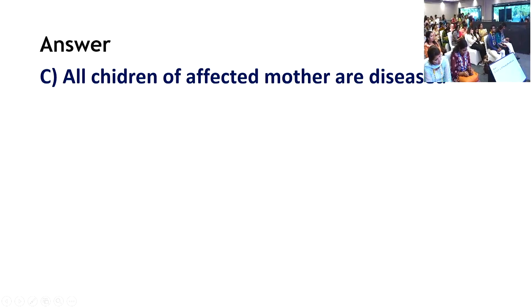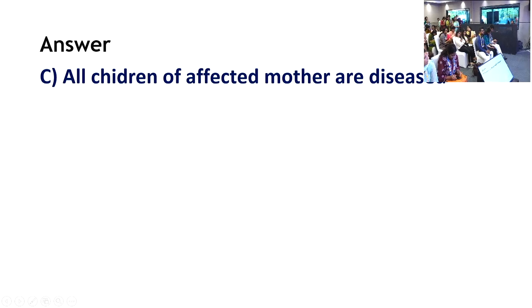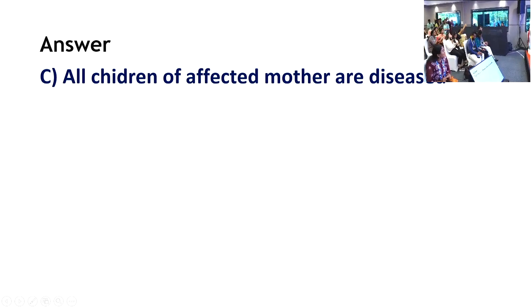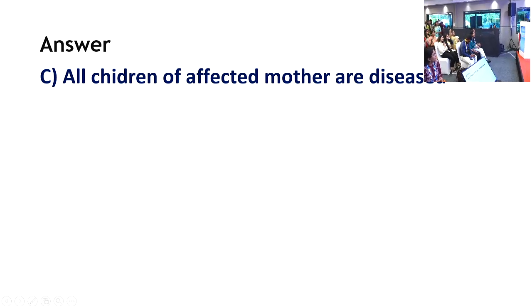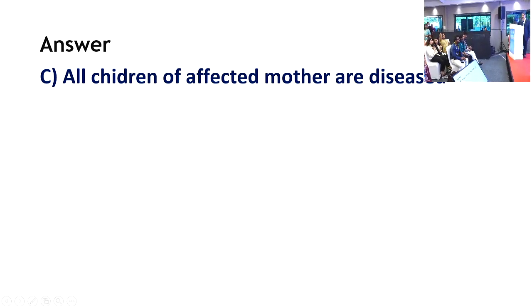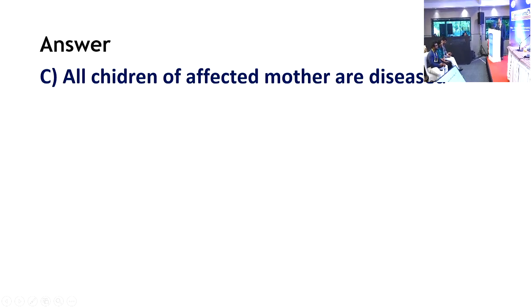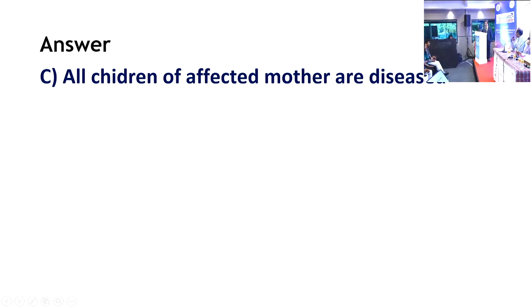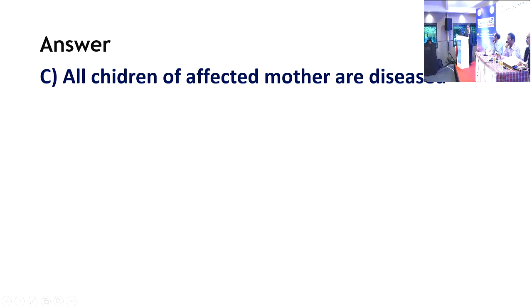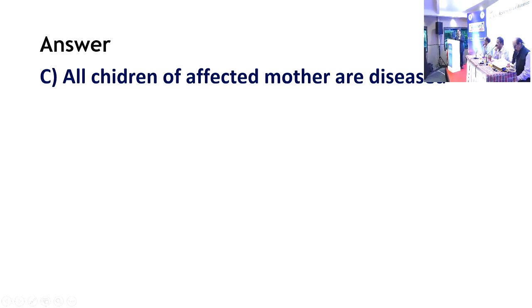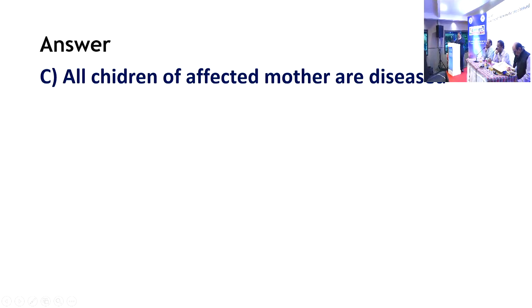Option C, all children of affected mother are diseased. You are giving the direct answer. Only 4%. That is false. All of them are not diseased. Some of them can be normal, because heteroplasmy is seen.